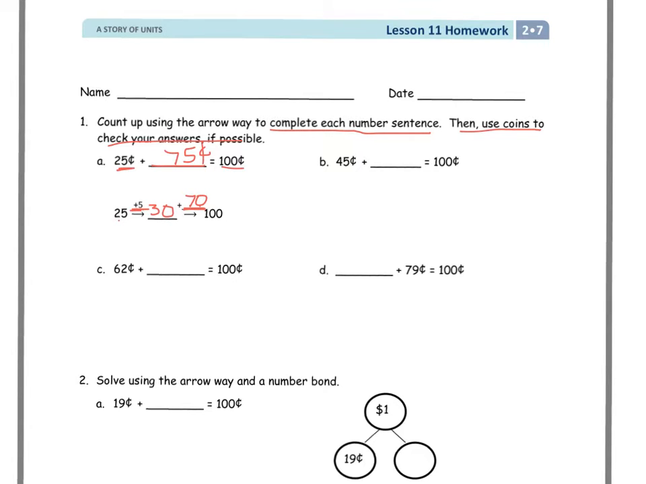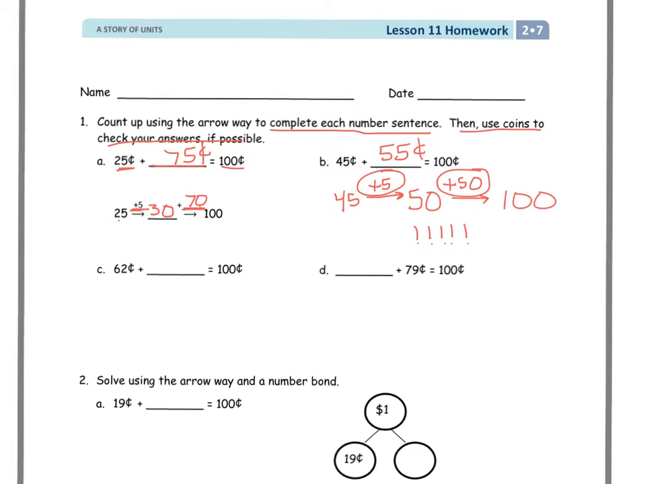Let's look at B. So I'm starting at 45. And I want to try to get to my next 10. So I'm going to add 5 to get me to 50. And then I want to go from 50 to 100. So I start at 50 and I'm going to count by tens and I'll tally how many tens I use. So 50, 60, 70, 80, 90, 100. So there's 1, 2, 3, 4, 5. 5 tens is 50. So I add this and this to get 55 cents.